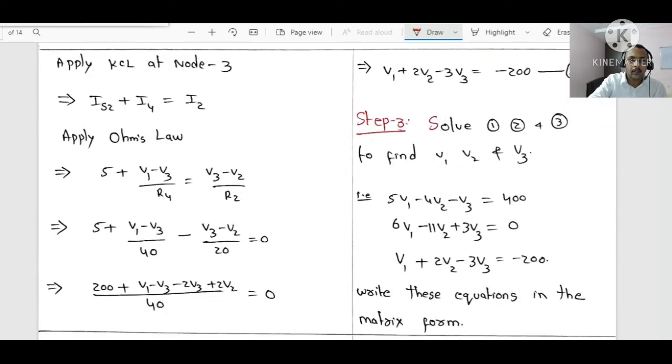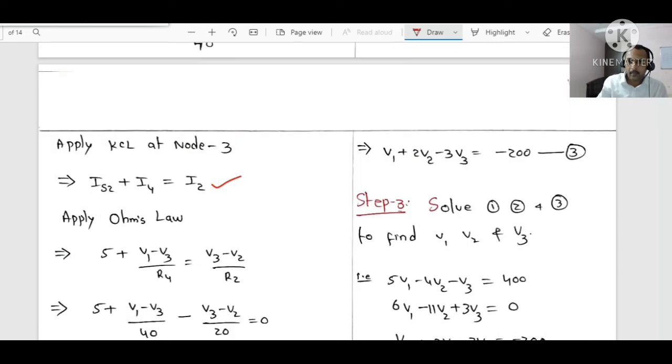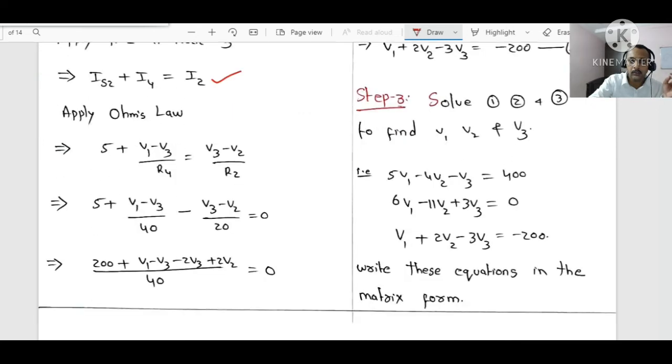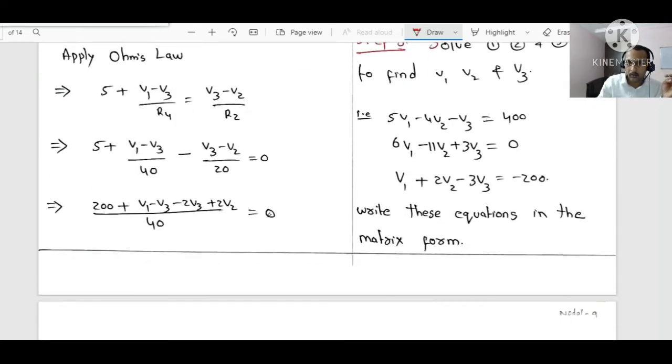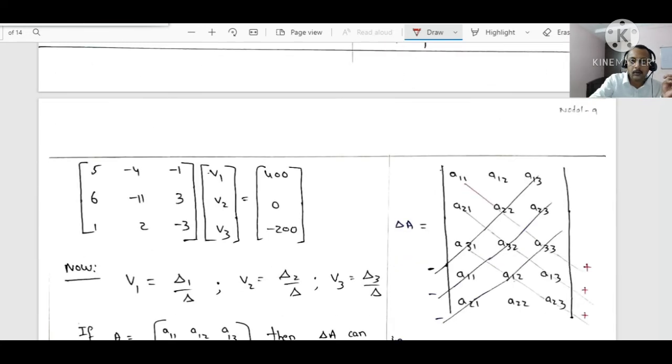Right. Next, KCL at node 3, same: IS2 plus I4 equal to I2. Apply Ohm's law. 5 plus V1 minus V3 by R4 equal to V3 minus V2 by R2, and you will get one more equation: V1 plus 2V2 minus 3V3 equal to minus 200. Now our target is to solve these unknown equations. We got 3 equations. This is the first one, second one, third one. Write these equations in the form of a matrix.